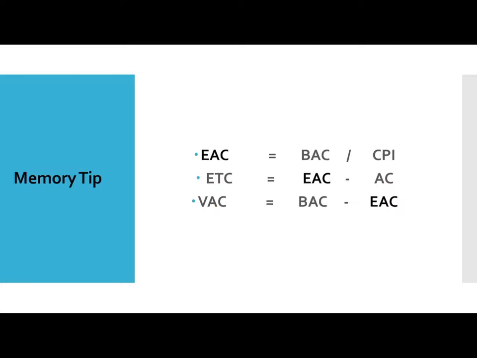So memory tip, how do you remember this formula? You can write them alphabetically: EAC, ETC, VAC. So BAC by CPI is the first formula. EAC is equal to... estimate to complete is EAC minus AC. Variance at completion, BAC minus EAC. So you see this, just trying to get some pattern over here. If you go back and see this formula, it's pretty simple, very easy. Estimate at completion in terms of CPI, if they ask, is very simple, BAC by CPI. Estimate to complete is estimate at completion minus the actual cost. Variance at completion is the budget at completion minus the EAC.